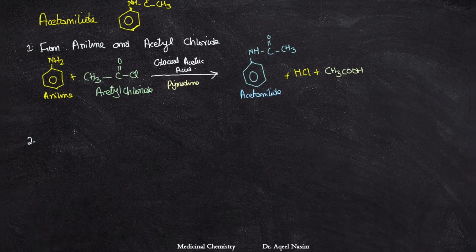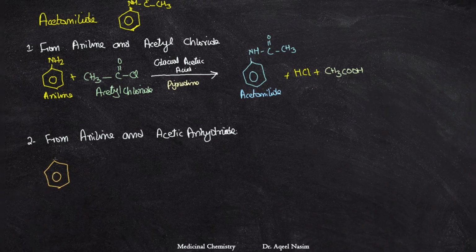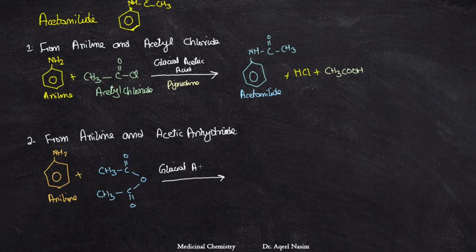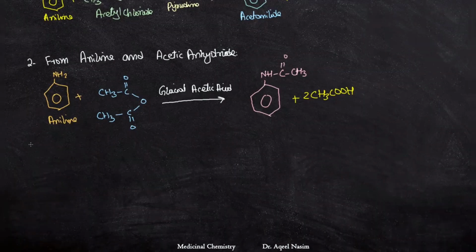The second pathway for the synthesis of acetanilide is from aniline and acetic anhydride. Again I am drawing the structure of aniline. Along with the aniline, we are going to react it with acetic anhydride. This is the general structure of acetic anhydride, and we are again using glacial acetic acid. The compound that will be formed is acetanilide along with two molecules of CH3COOH.